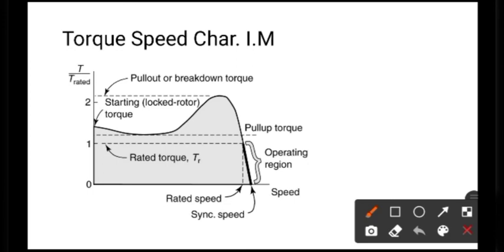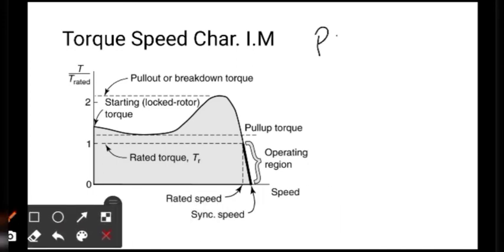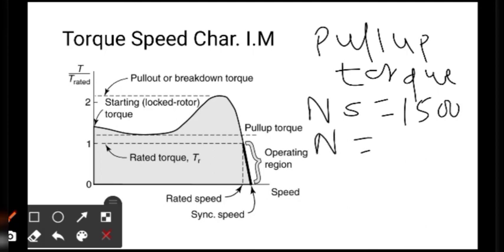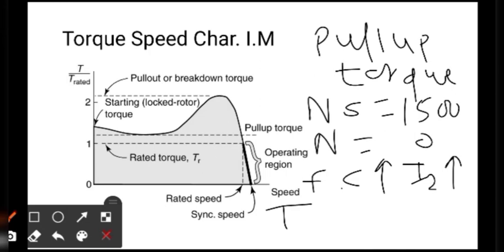Next torque is pull-up torque. Consider an induction motor having 1500 rpm speed and actual speed or rotor speed is 0. When the rotor conductor is stationary, flux cutting done by the rotor conductor is maximum. Maximum current flows through the rotor conductor, it will produce the torque, and this torque is sufficient to drive the rotor. Therefore, this torque is known as a pull-up torque.